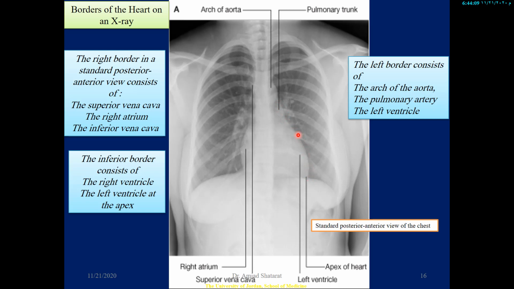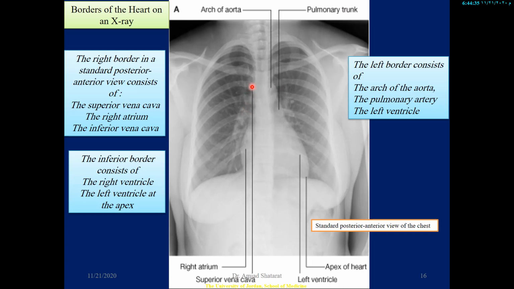So if you see any enlargement in this area, you need to know this is due to enlargement of the left ventricle here, the pulmonary trunk and its left branch here, or the arch of the aorta. Of course, I will talk about the X-ray in detail later on.